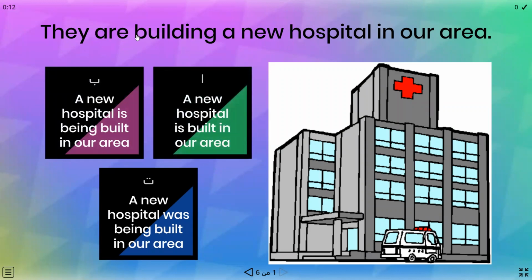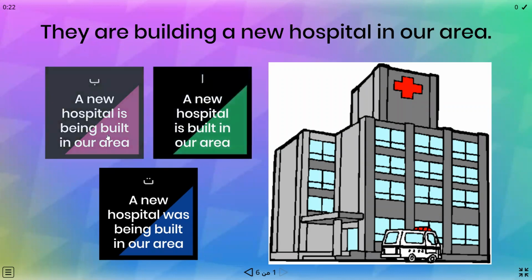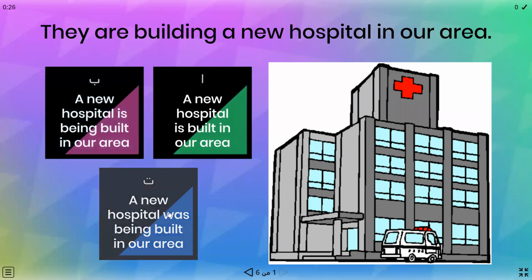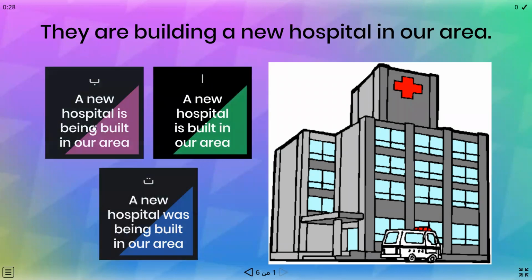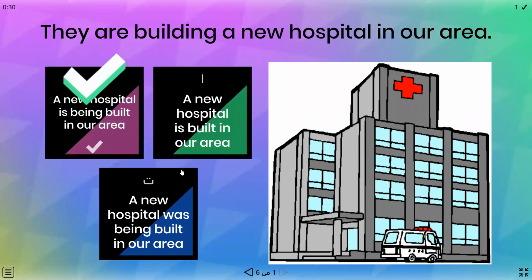They are building a new hospital in our area. Are building, this is active in the present continuous. We begin with a new hospital. A new hospital is, not are. A new hospital is being. We must say being here. We don't say was because this is not past. This is present continuous.